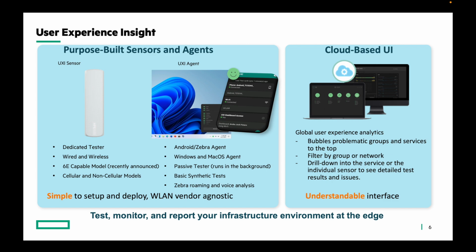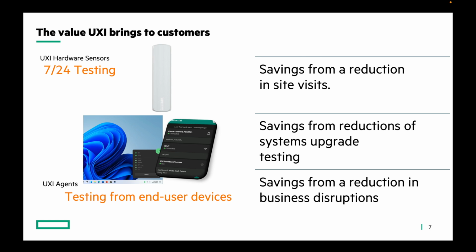This is what we offer today. What it will bring to the customer with UXI is, first, 24 by 7 hardware sensors, so you don't have to be on site always to troubleshoot if an issue happens. It will give you proactive monitoring. Let's say you deploy a new SSID or new ClearPass authentication, and you don't want your users to get the first heat of it, it will act as a first line of defense.